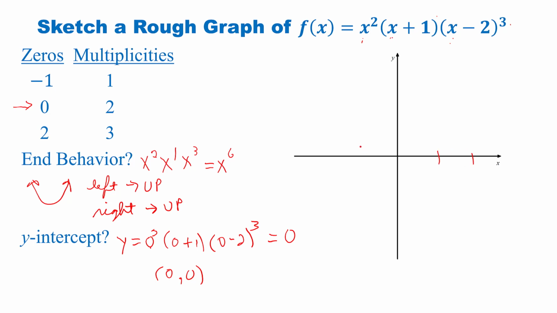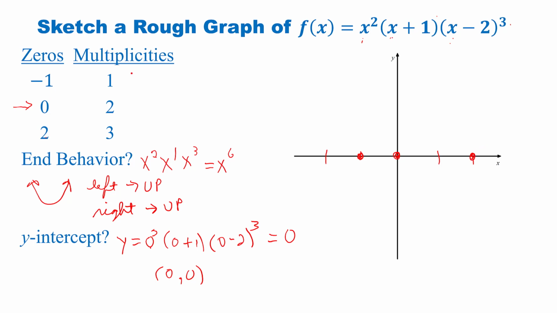So we have the points on our graph. The 0 of -1 tells me that I have an x-intercept at -1, 0. The 0 of 0 tells me that I have an x-intercept at 0, 0. The 0 of 2 tells me that I have an x-intercept at 2, 0.